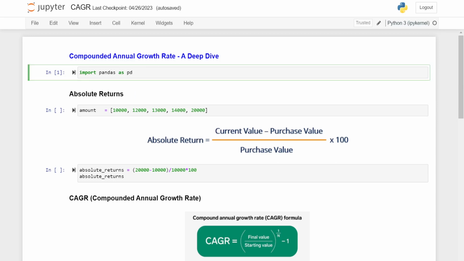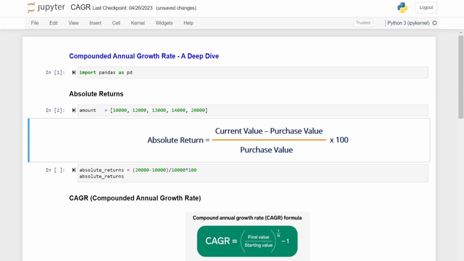Assuming that we have this list containing 5 figures: 10,000, 12,000, 13,000, 14,000, 20,000. So basically what we are assuming over here is 10,000 is becoming 20,000 after 4 years. When we are calculating absolute return, the year doesn't matter. So 10,000 is becoming 20,000 over a period of time. That is fine. So how will we derive absolute return?